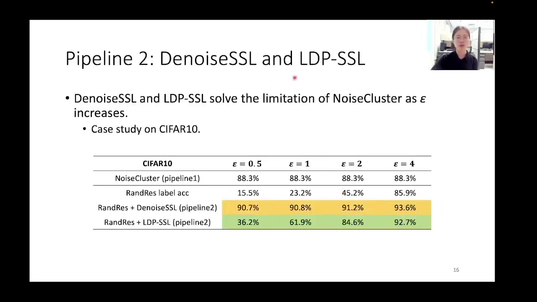We next evaluate the denoise SSL and LDP SSL in our pipeline 2. So here we compare the noise cluster with denoise SSL and LDP SSL combined with randomized response. We can see that while the noise cluster keeps the same performance at all reported epsilon, which is 88.3%, both the denoise SSL and LDP SSL increase the performance as epsilon increases. Besides, the denoise SSL always has a better performance compared to noise cluster at all reported epsilon, and the LDP SSL is better than noise cluster at epsilon equal to 4.